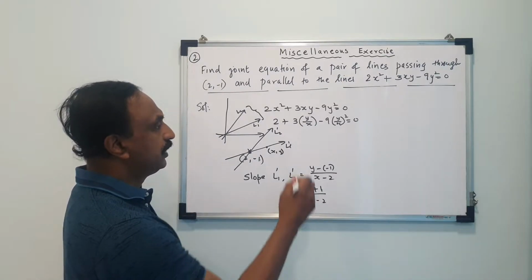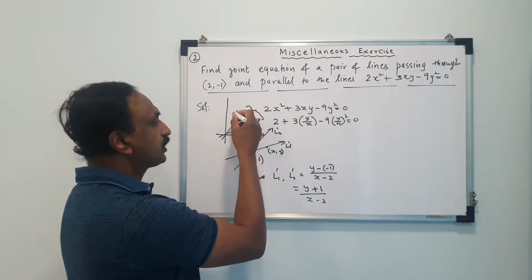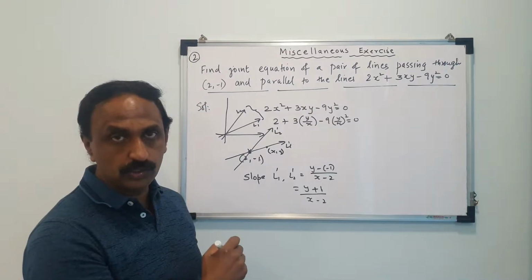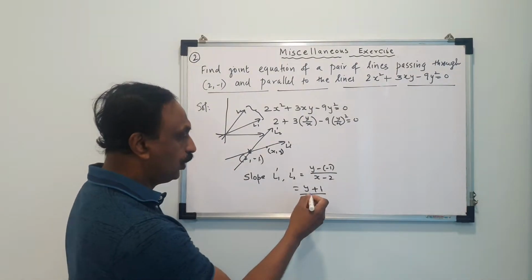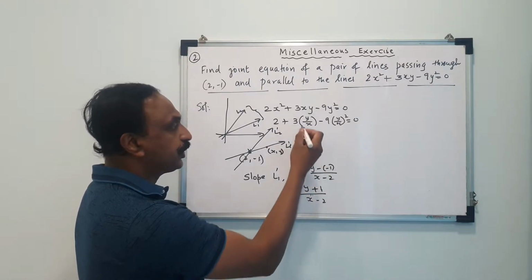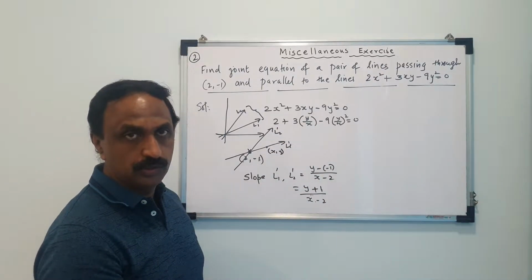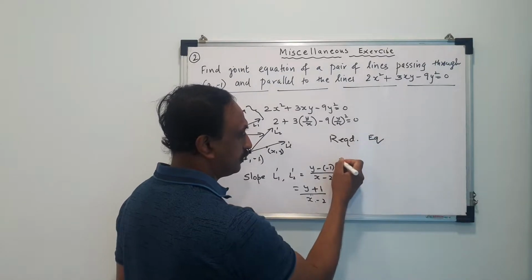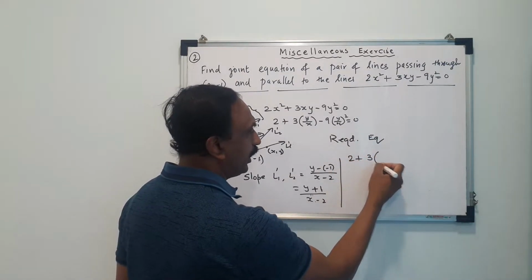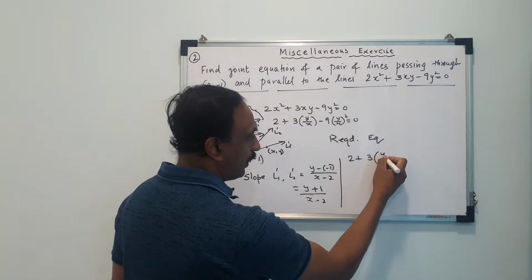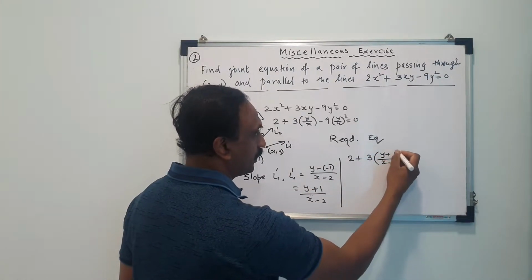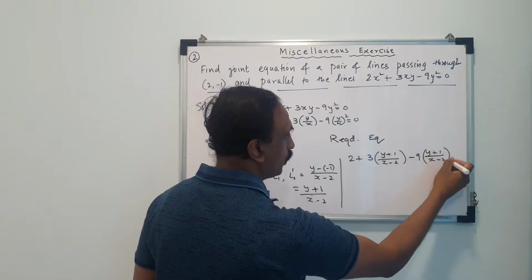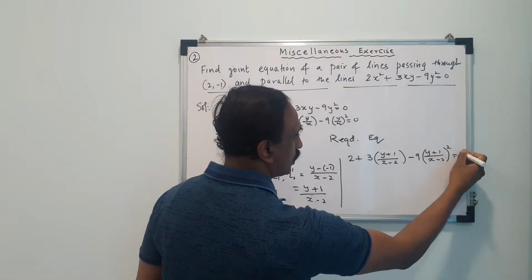So what I should do now? This m stands for the slope of these two lines. The same m stands for the slope of these two lines as well, because the two lines are parallel, the slopes are equal. So in place of this y by x, if I substitute y plus 1 upon x minus 2, I will get the required answer. So the required equation is 2 plus 3 into, in place of y by x, y plus 1 upon x minus 2, minus 9 into, in place of y by x, y plus 1 upon x minus 2 the whole square equal to 0.